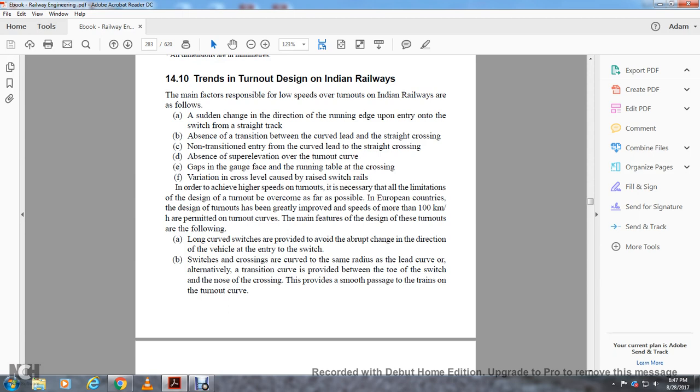In order to achieve higher speed on the turnouts, it is necessary to overcome all the limitations of the design of turnouts as far as possible. In European countries, the design of turnouts has been greatly improved, with speeds of more than 100 kilometers an hour permitted on the turnout curve.